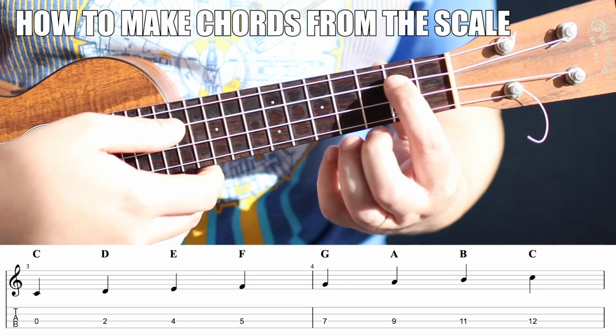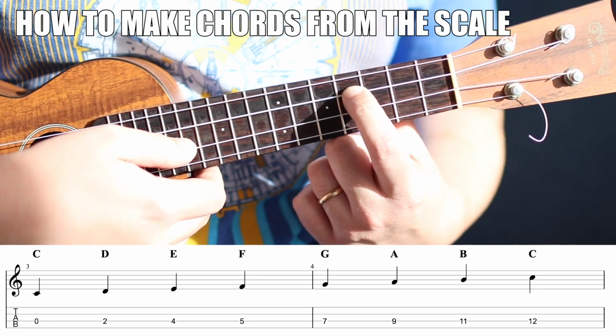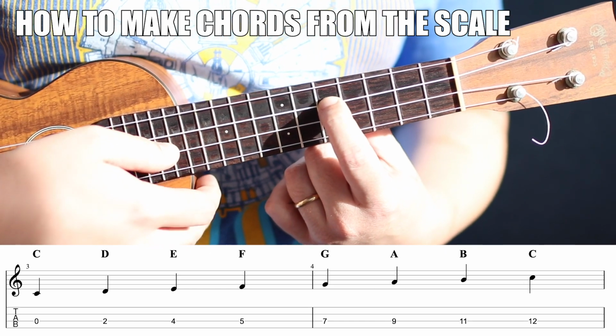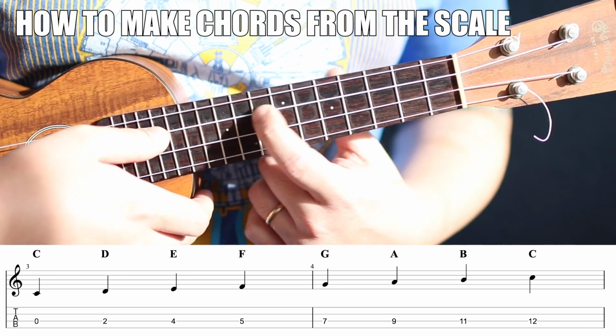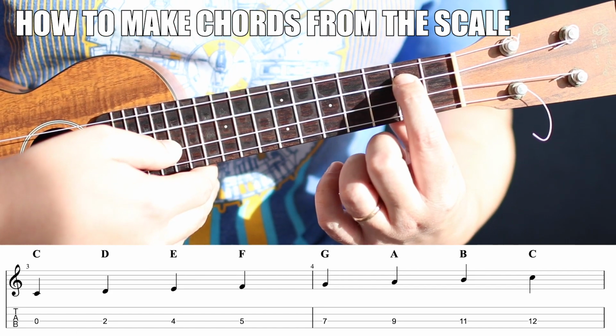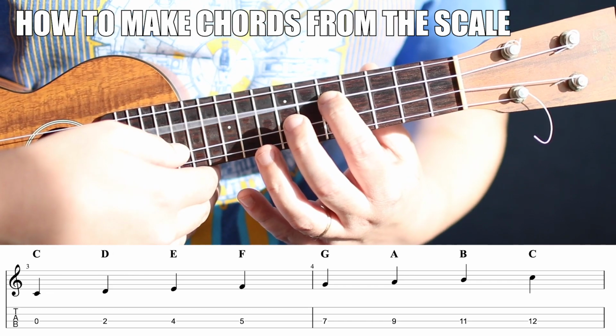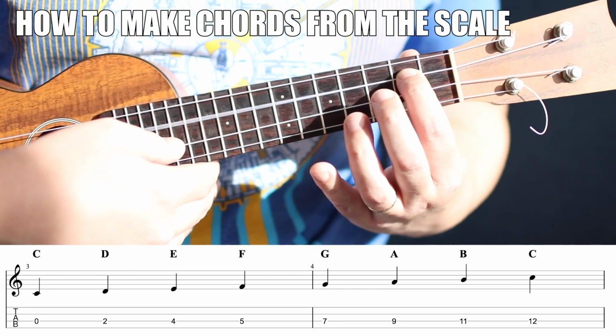Okay, well, what happens if we start with D? We play the D note, next note is E, so we skip that one, and we play the F. Then we have the G, we skip that one, next note is A, so we play the A. So we play D, F, A, 2, 5, 9.